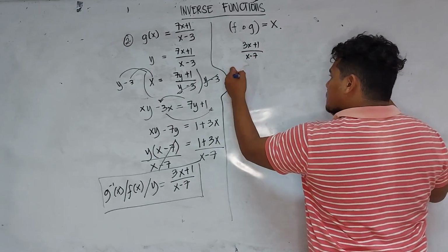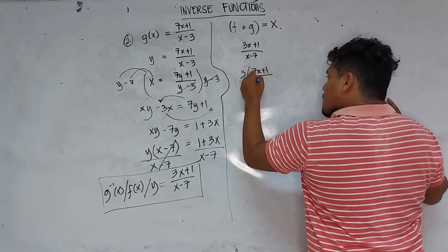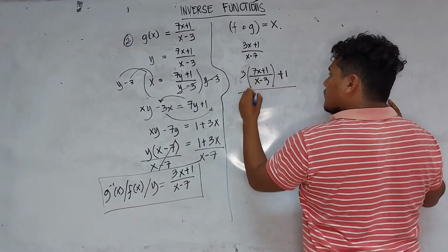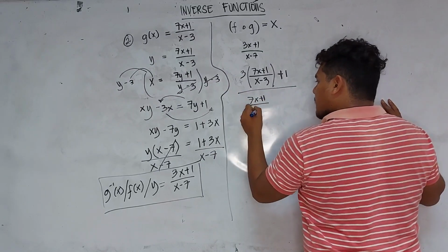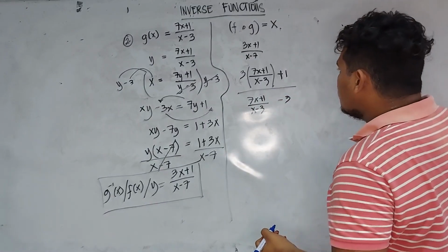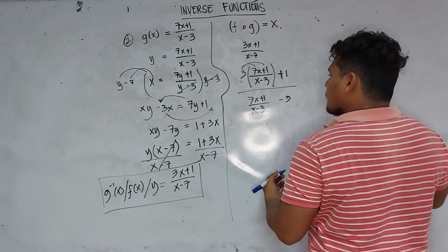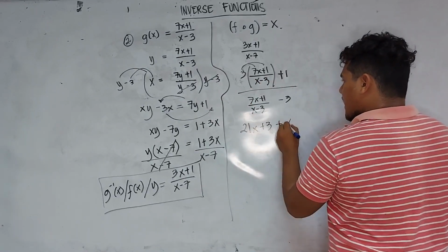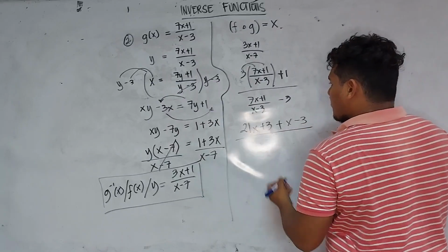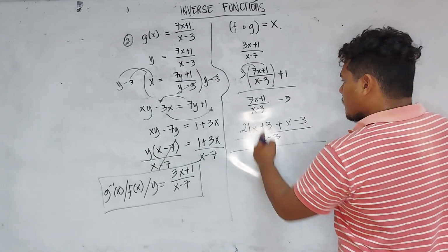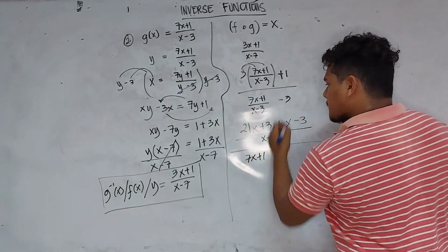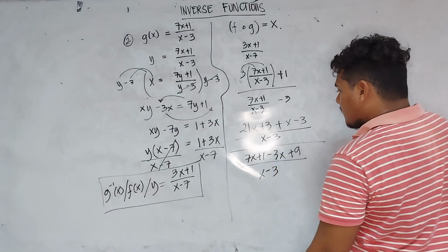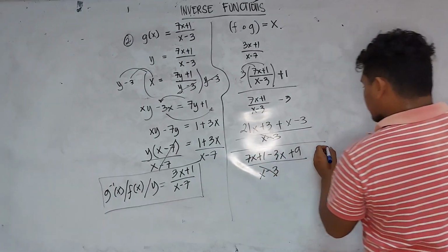Let's try. This becomes 3 times (7x plus 1 over x minus 3) plus 1, over (7x plus 1 over x minus 3) minus 3. Let's continue. This becomes 21x plus 3 plus x times 1, x, negative 3 times 1, minus 3, over x minus 3, over 7x plus 1, x times negative 3, minus 3x, negative 3 times negative 3, plus 9, over x minus 3. Cancel. What remains is this one over this one.